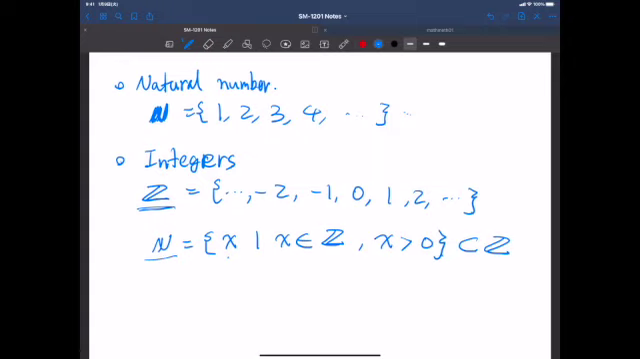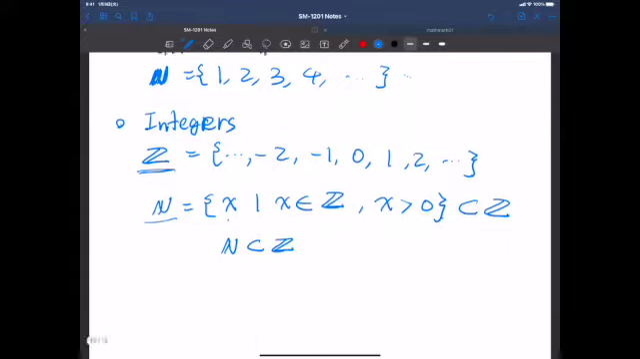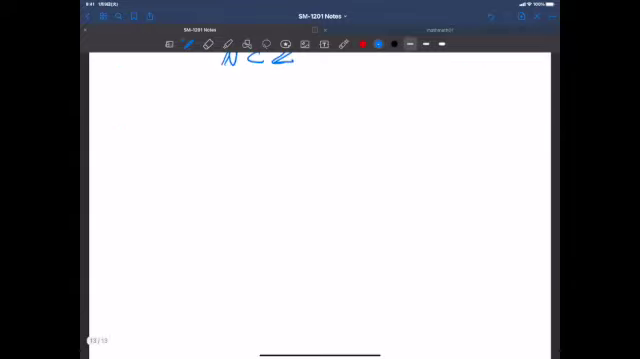Okay, so the set of natural numbers is a subset of the set of integers. And next, of course, rational numbers.